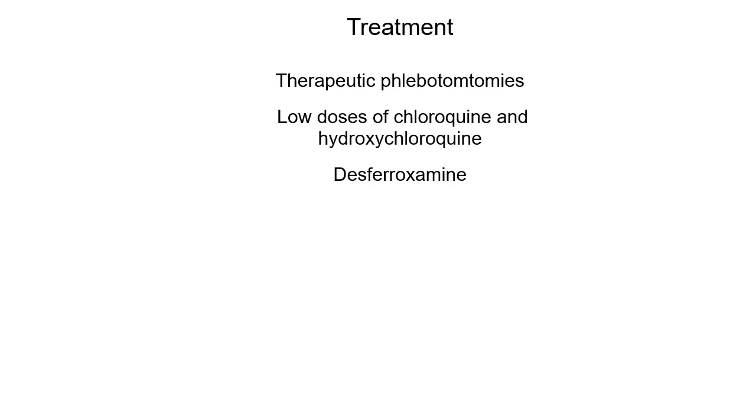Desferoxamine, an iron chelator, is an alternative treatment. If the patient becomes anemic, erythropoietin may be used to promote hemoglobin synthesis.